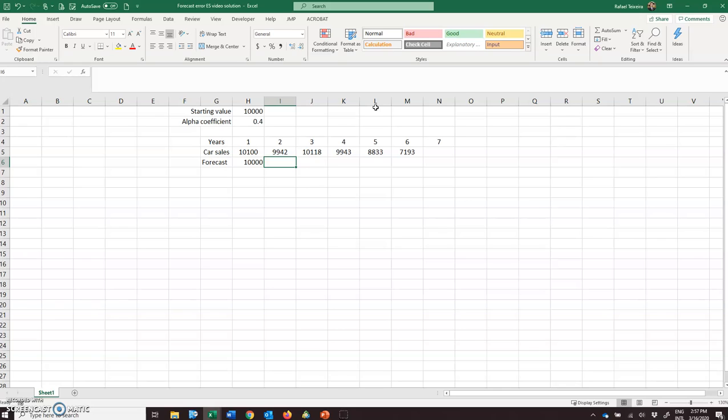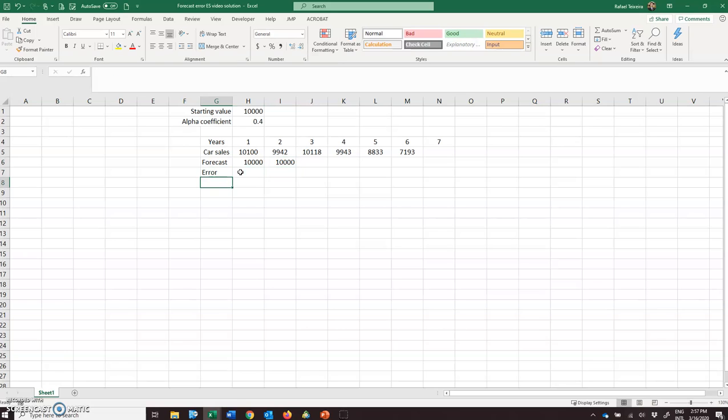forecasts, or the forecast for the other years, is going to be equal to the previous forecast, which is 10,000, plus 0.4, which is our alpha coefficient, multiplied by the error. The error is the difference between the demand and forecast. I'm going to click on this empty cell, because in this empty cell I'm going to compute the error. Okay, so this will be the forecast for year 2.